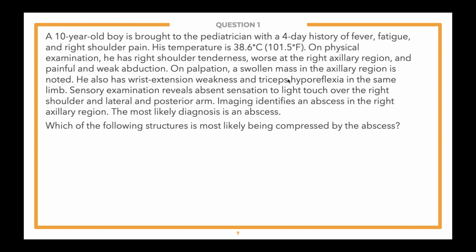The reason we do that is because we want you to know what the test writer is asking before you read that vignette, so you can pick up on all those relevant clues and not have to waste time rereading that question on test day. So let's begin with that lead-in now. Which of the following structures is most likely being compressed by the abscess?